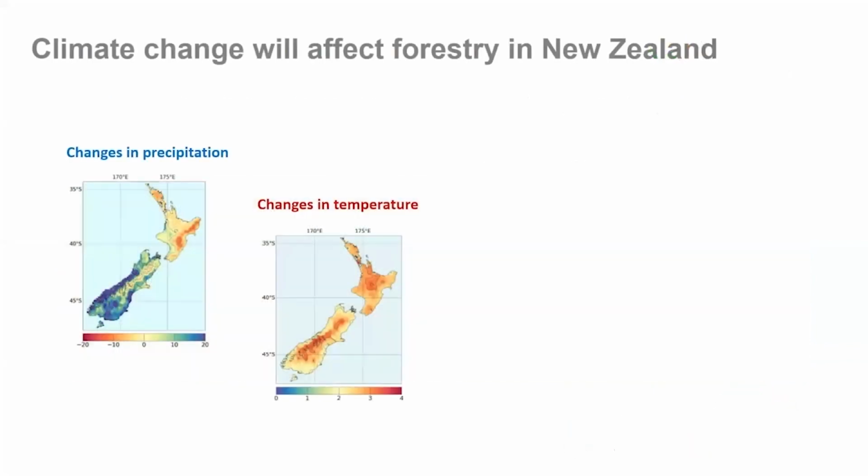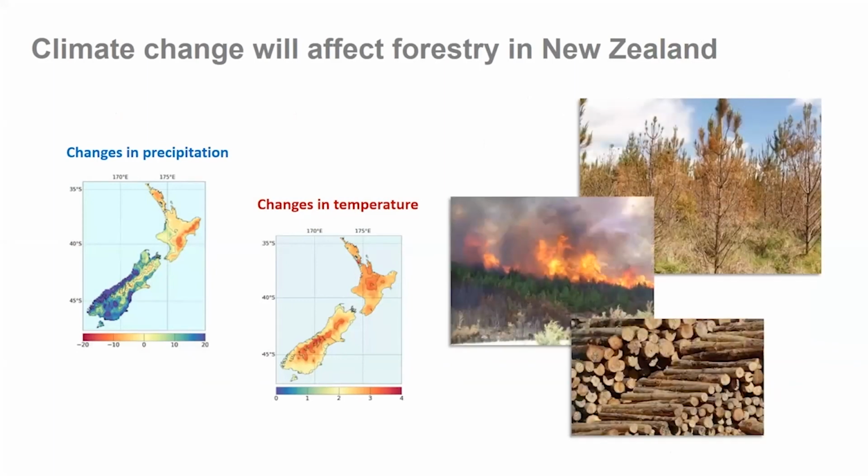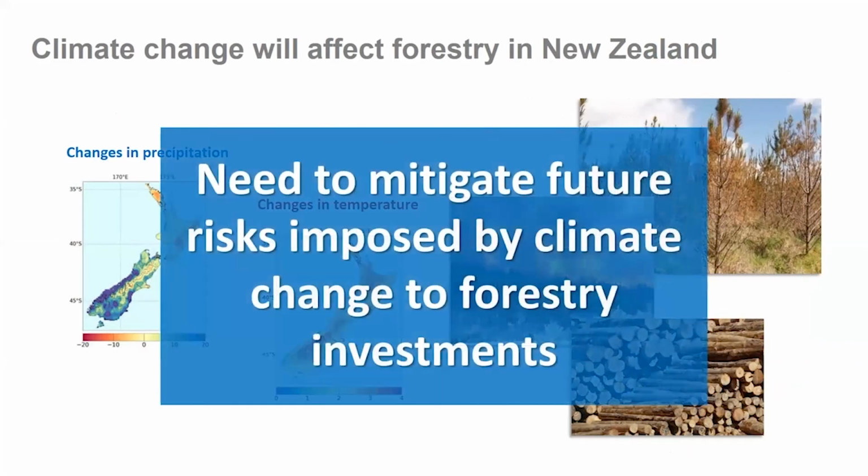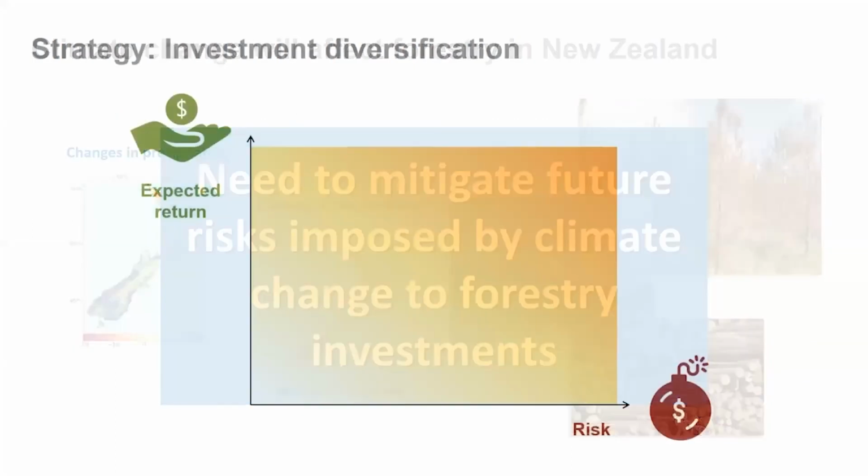Okay, so we know that climate change will affect forestry in New Zealand. Here we just have two figures as examples of how precipitation and temperature will change. And we know that those changes will affect productivity, right? So there is a need to mitigate future risks imposed by climate change to forestry investments. How do we propose to do that?